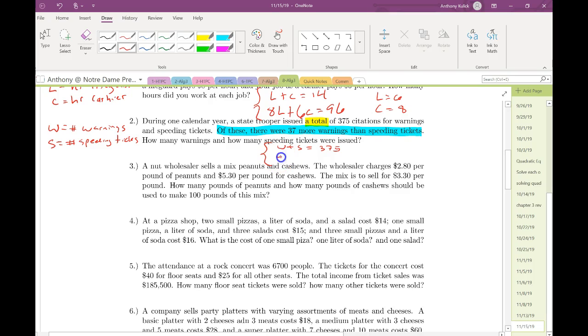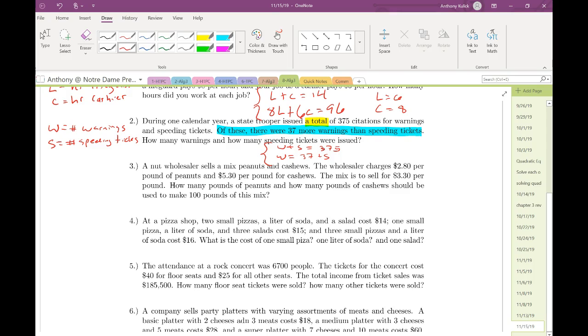So I know that the warnings should equal 37 plus the number of speeding tickets. Everybody okay with that idea? And you see that trick that I did where I made it numeric before I wrote the equation?